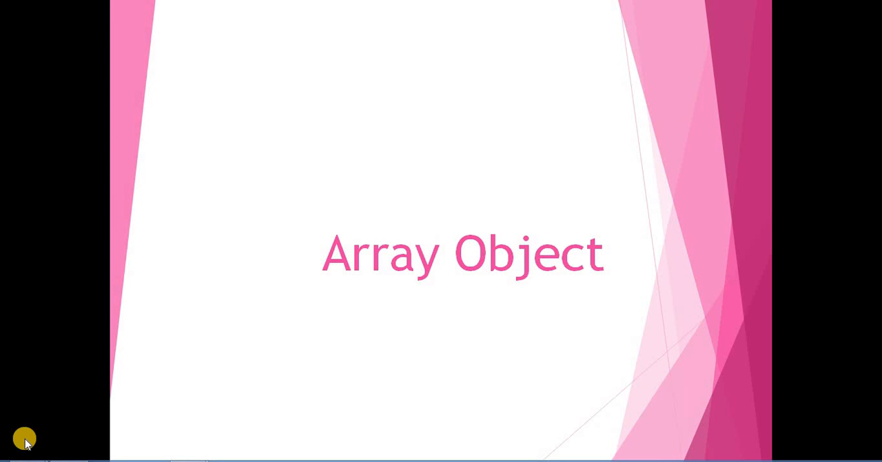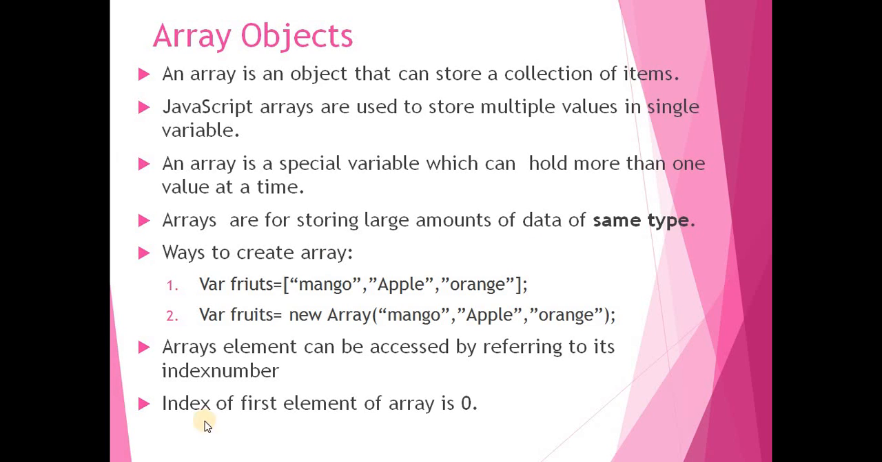Next type of object is array object. Now, array object means it is a collection of multiple items. Whenever we are storing some kind of variables, we need one variable to store one item. In an array, we are allowed to store multiple items in one variable.